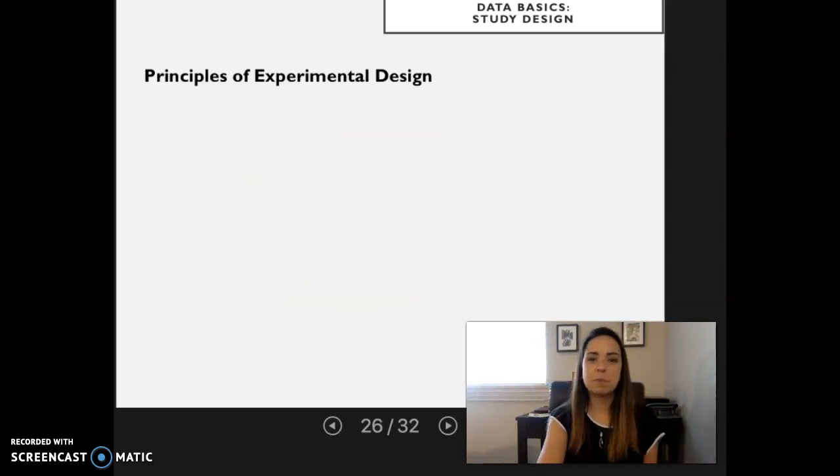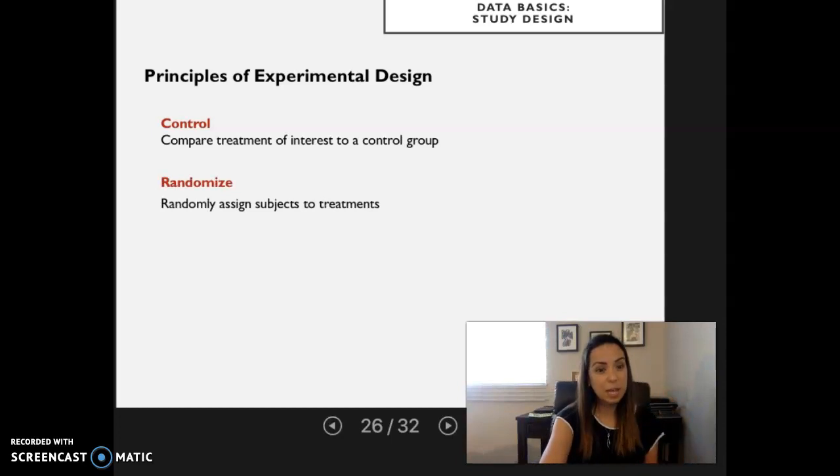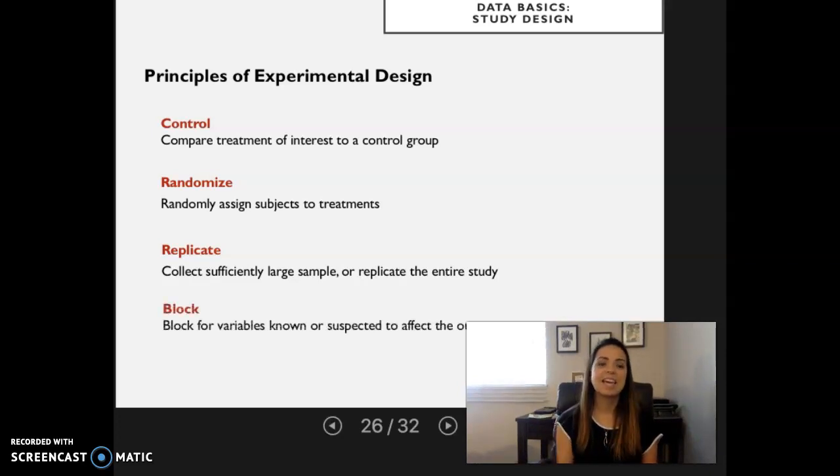Some principles of experimental design. We have control. We compare the treatment of interest to a control group. And treatment does not need to be medical treatment. It can be whatever kind of intervention you can think about. You have to randomize. You randomly assign subjects to treatment. You have to be able to replicate. So that means you need to collect a sufficiently large sample or replicate the entire study in order to establish consistency. And you have to block. You block for variables known or suspected to affect the outcome.